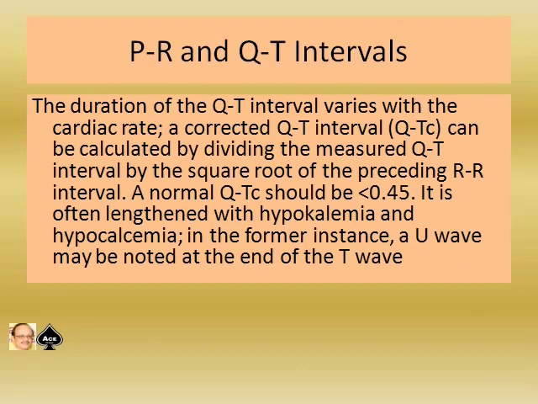Duration of the QT interval varies with the cardiac rate. A corrected QT interval, that is called QTc, can be calculated by dividing the measured QT interval by the square root of the preceding R-R interval. Normal QTc should be less than 0.45 seconds. It is often lengthened with hypokalemia and hypocalcemia. In the case of hypokalemia, a U wave may be noted at the end of the T wave.